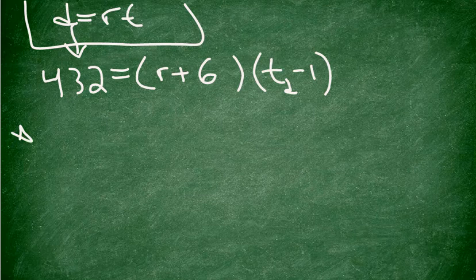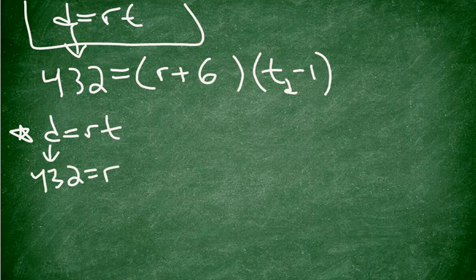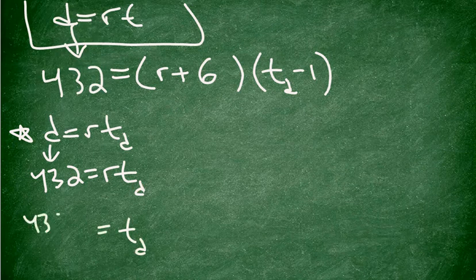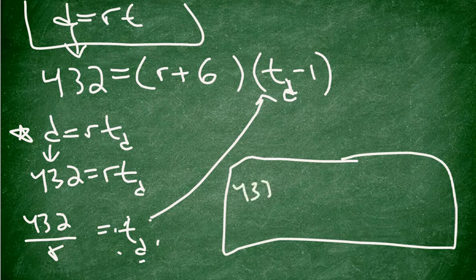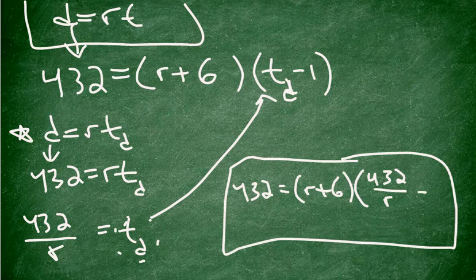I'm going to use the relationship again that D equals RT, but we know that D is 432, R is Dean's rate, and T sub D is Dean's time. To eliminate this T sub D and just have R's, if I solve for T sub D by dividing by R, now I have a substitution that I can use to get rid of that T sub D. So my updated equation, we'll put it in a box here, says 432 is equal to R plus 6 times, not T sub D, but T sub D, which is equal to 432 over R, minus 1. I just made a substitution here. I used this relationship that I know about Dean, and substituted the T sub D here to get everything in terms of just R's.